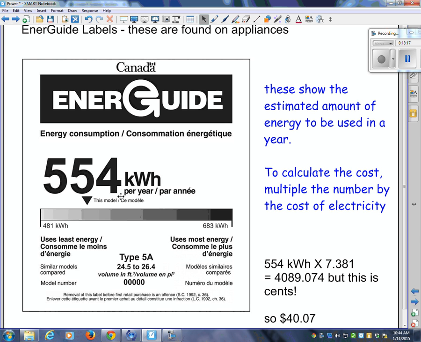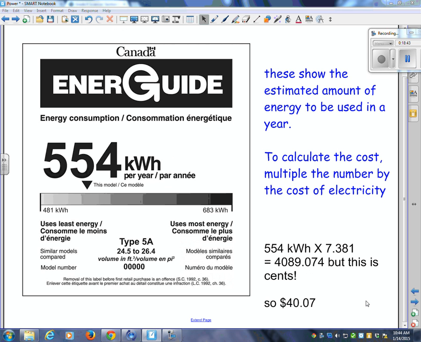Per year, 554 kilowatt hours. We've already converted to kilowatts and already multiplied by the time, so if you multiply that by 7.381, it would be 4,089. But that's cents. Is it there on your sheet? $40.07.